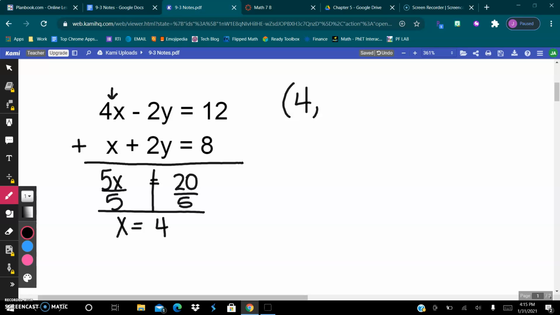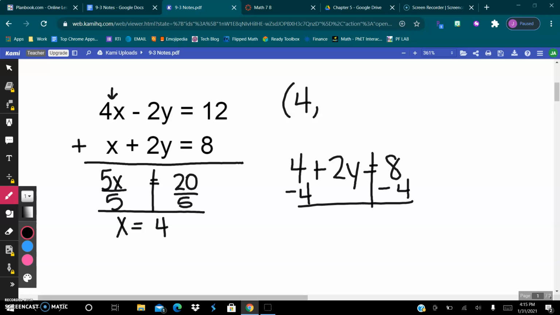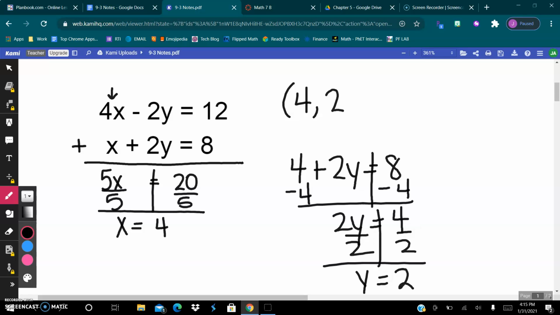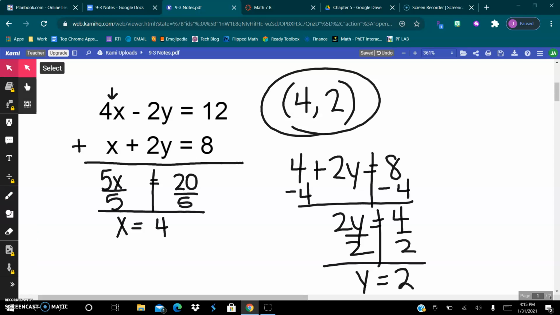And then this second step is just the same as if you were doing substitution. We have to plug that back into one of our original problems. So I'm going to choose the bottom one, and I'm going to do 4 for x plus 2y equals 8, and then I'm going to subtract 4 from both sides, and then have to divide both sides by 2. So y would be 2. So this system, the two equations would cross at (4, 2).